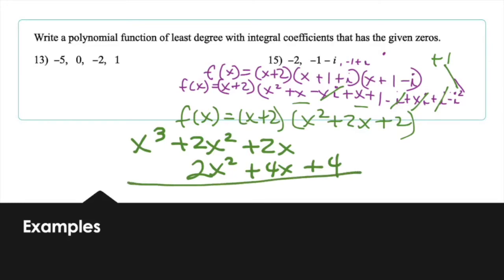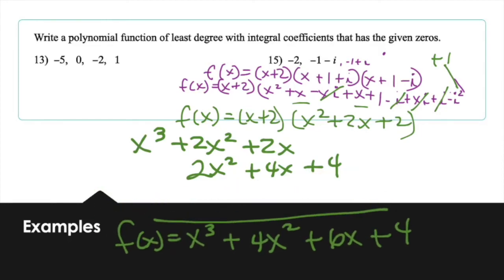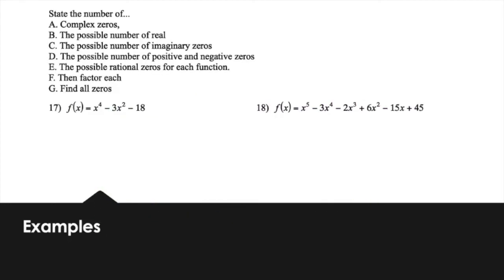Add it all together. Don't forget our f of x is going to be x cubed. Adding these two together, I'll get 4x squared. Plus this will be plus 6x. And then plus the 4. And we're done. Let's do number 17. We're going to answer all these questions.